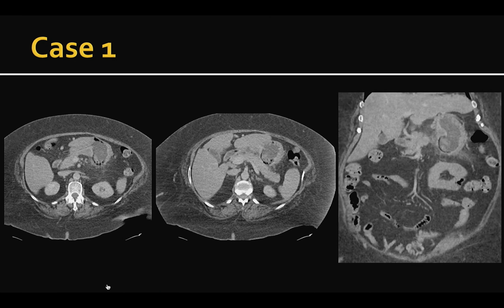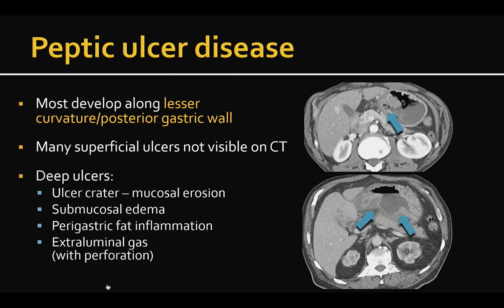So here's my first case, a patient presenting to the ED with epigastric pain. The findings are a large outpouching from the posterior aspect of the gastric body with disruption of the normal mucosa, surrounding inflammation, and clot within the crater itself, and this is a large peptic ulcer as the cause for the patient's abdominal pain. Most of these that are benign present along the lesser curvature or posterior gastric wall if you're looking on CT. Remember that many superficial ulcers will not be visible, and so they really have to be deeply penetrating to cause a visible finding on CT.